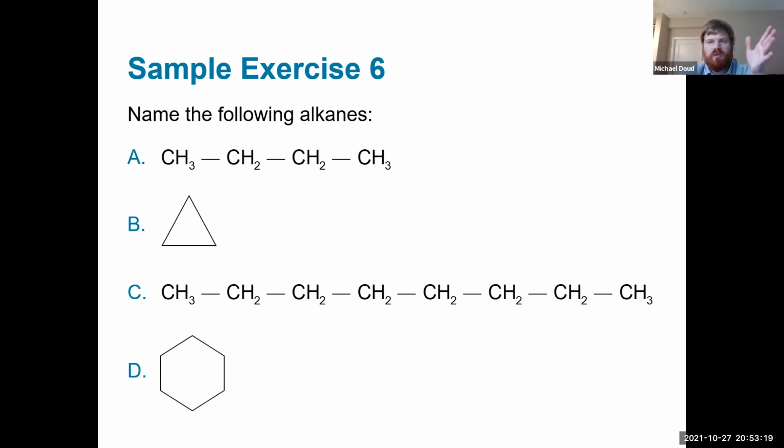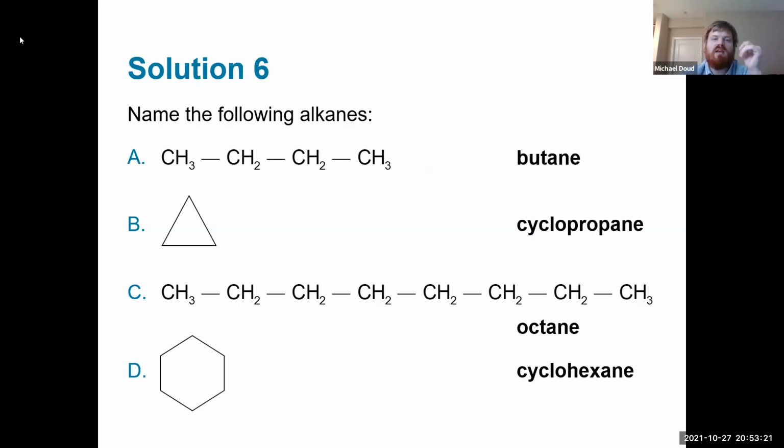Okay, so hopefully you're doing good. You just have to count the number of carbons, right? So for A, 4 carbons in a chain, that's butane. For B, that's 3 carbons in a ring, that's cyclopropane. C has 8 carbons in a chain, that's octane. And then finally D, 6 carbons in a ring, that's cyclohexane.